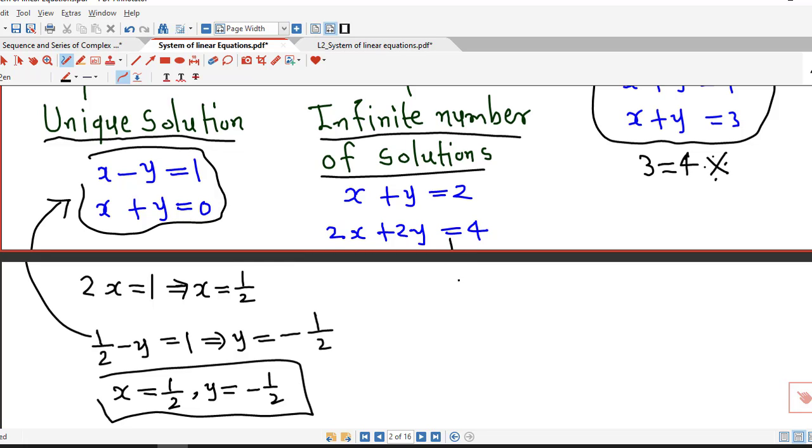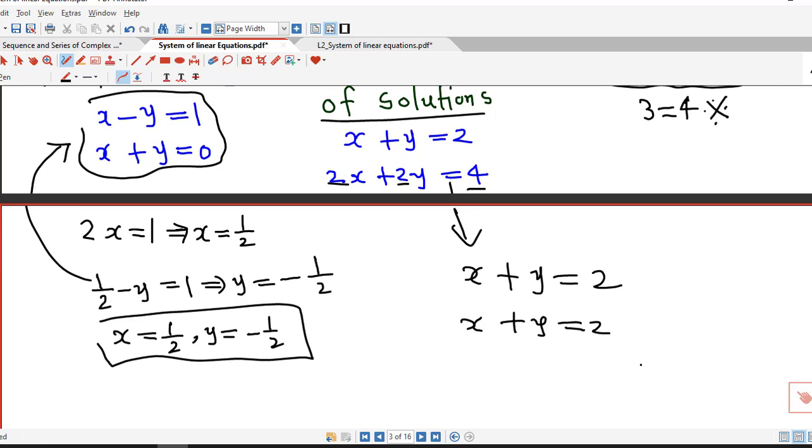If we concentrate on this next system, we can see the second equation is nothing but x plus y equal to 2, if we take 2 common. So this system has an infinite number of solutions which are given by y equal to 2 minus x. For different values of x, we will have different values of y.